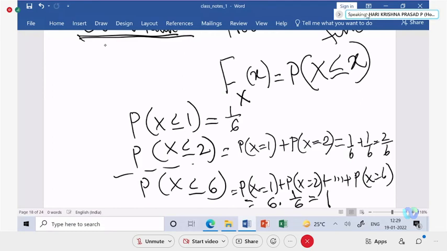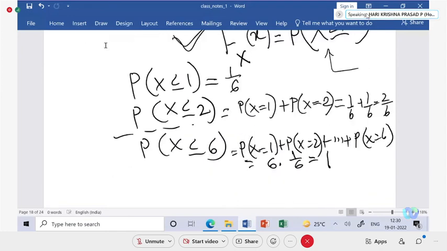So once a sample space is defined, once numerical values are assigned to the outcomes of the sample space, once a random variable is defined, I can always plot a function referred to as the probability distribution function, which is defined as the probability of the random variable x taking a value less than or equal to small x. Is it okay? Any questions on this, please?